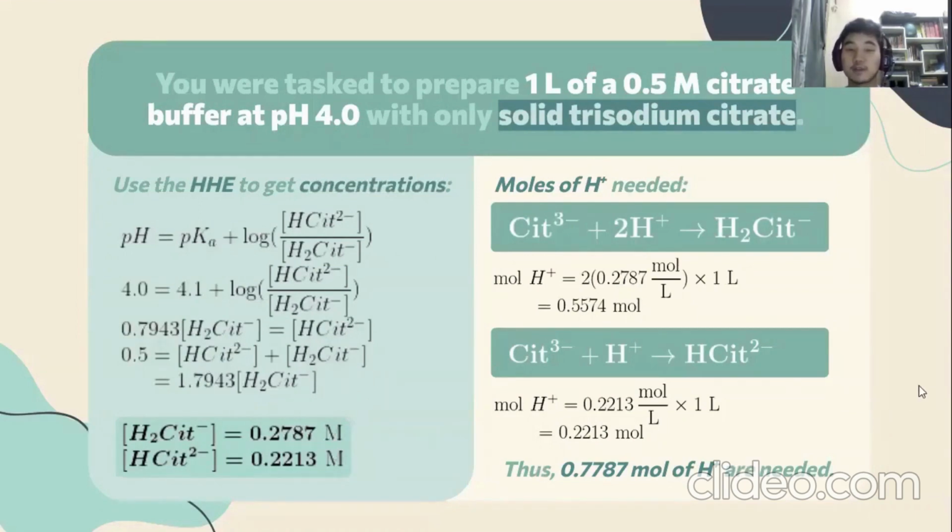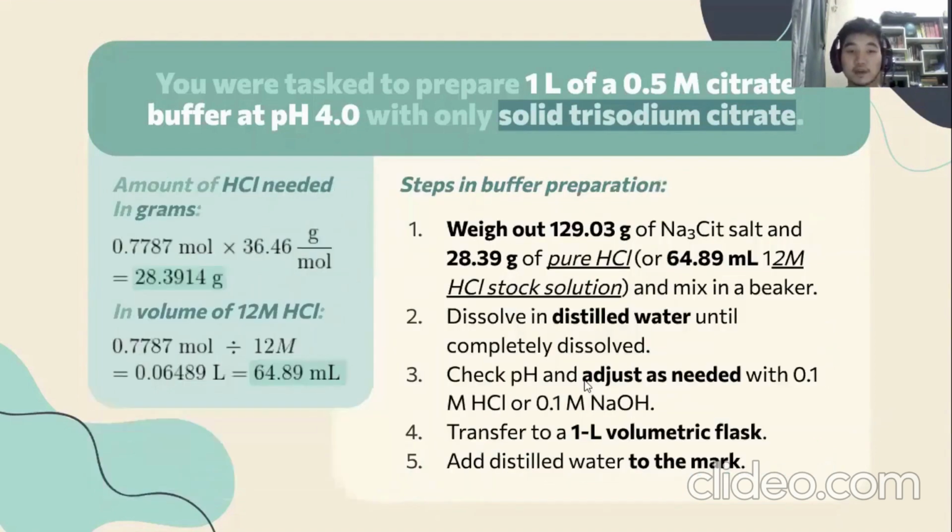Next, we must calculate the number of moles of H+ needed to convert citrate in its trianionic form to the monoanion and the dianionic form, respectively. To convert to the monoanionic form, this needs 2 moles of H+ each, which gives us 0.5574 moles. To convert to the dianionic form, we need 1 mole of H+ per mole of citrate, which gives 0.2213 moles. And so the total number of moles of H+ needed to convert all the citrate to the relevant ionic forms is 0.7787 moles. Next, we calculate the amount of HCl needed to generate this amount of H+.